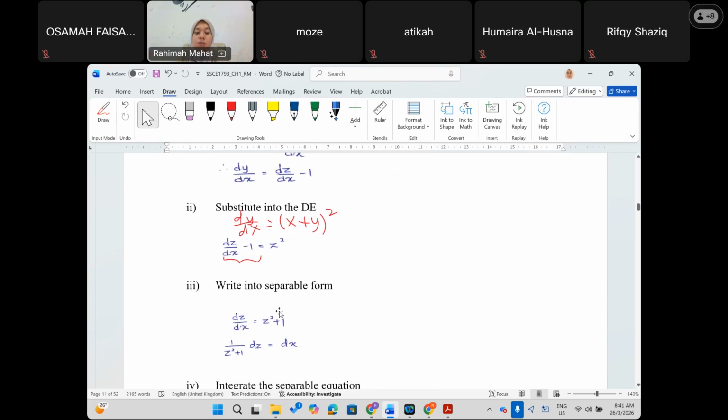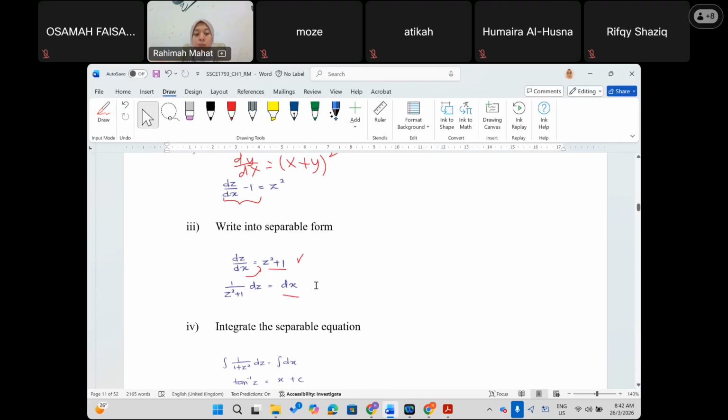Okay, and then after that, you can do the separable form. You can separate between x and z. So dz/dx is equal to z squared plus 1. You write it like this, and then you separate z and x. You move the z part to the other side, so you get 1 over z squared plus 1, and your x you move to the right hand side, equal to dx. This is the separable form.